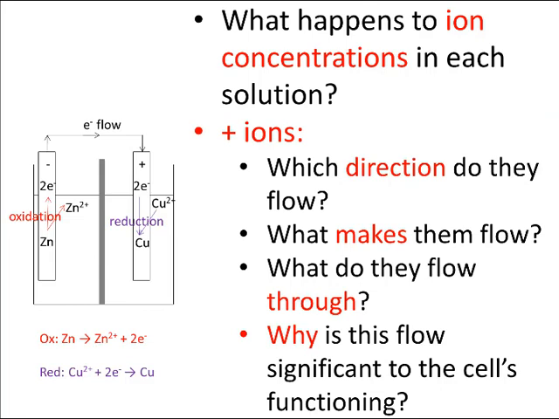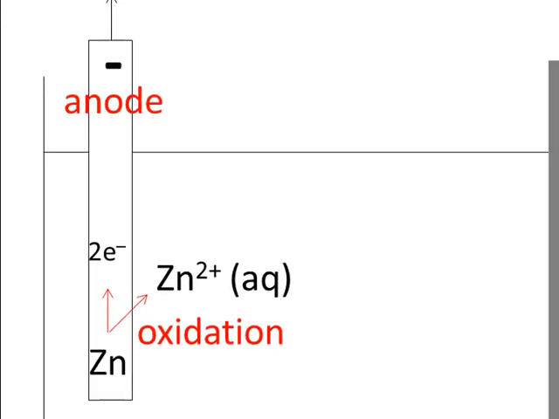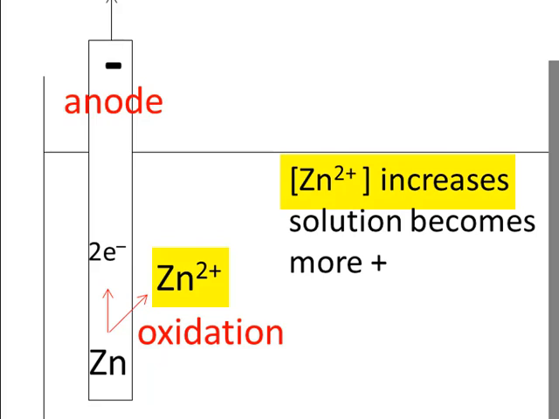Here is a list of questions which you should try to answer yourself before you continue with this video. At the zinc electrode, oxidation is happening. The zinc atoms, which were making up the zinc electrode, are continually being oxidized, changing into zinc ions and going into solution as a result, because the zinc ion is soluble, whereas before the zinc atoms were not. And so what that does is it increases the zinc ion concentration, and since zinc ions are positive, it also makes the whole solution more positive than it was before.